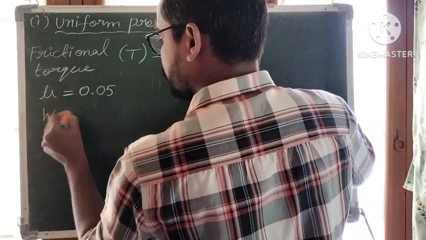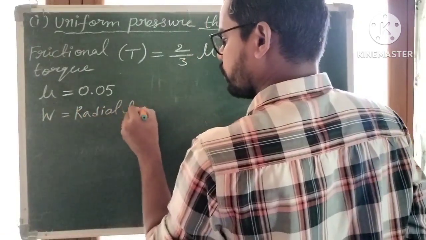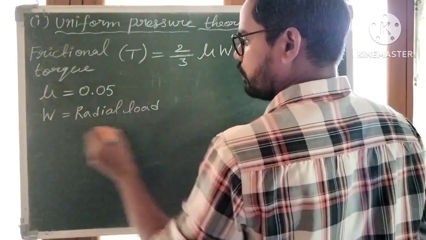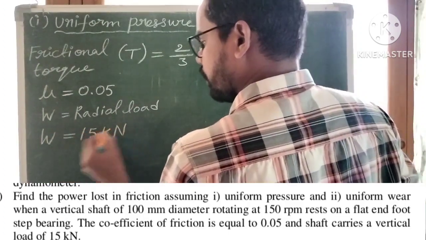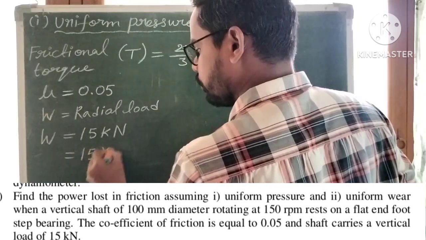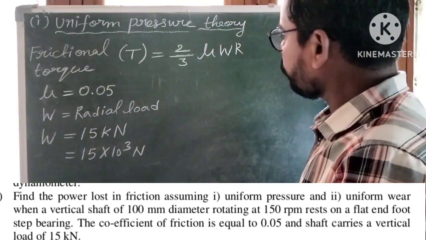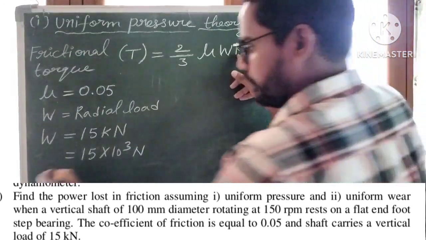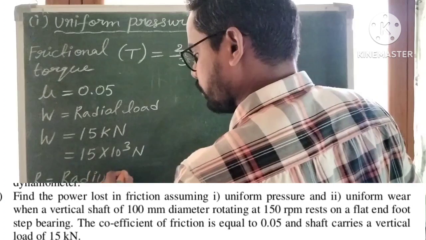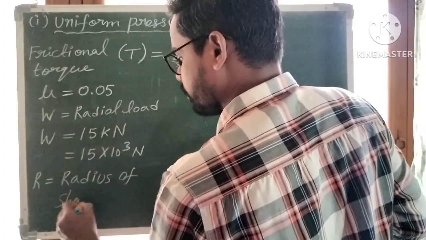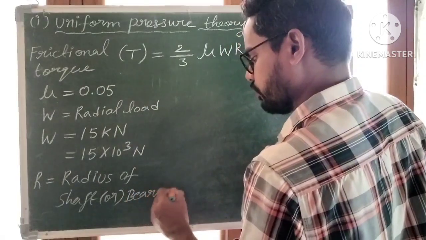And what is W? W means radial load. How much is given? 15 kilonewton. Convert it into newtons. So 15 into 10 cube newtons. Next, what is R? Radius of the bearing surface. Here R means radius of the shaft or bearing surface.